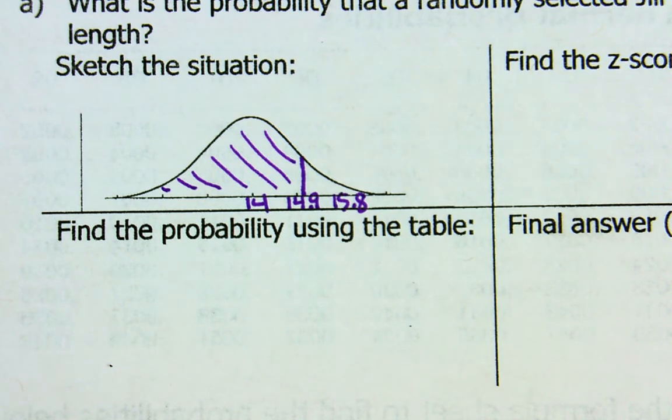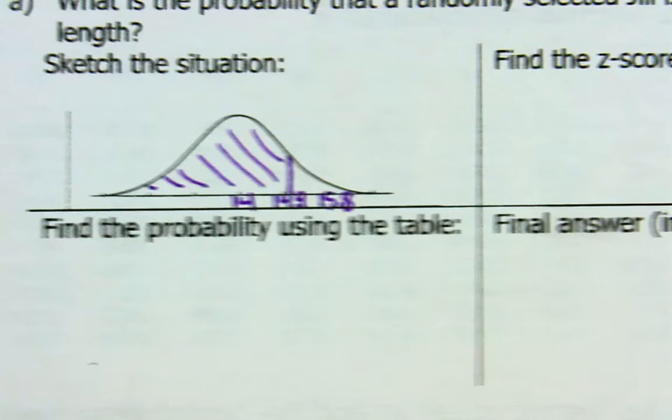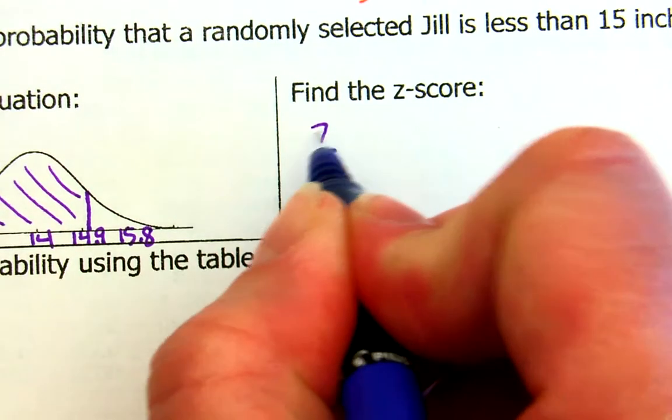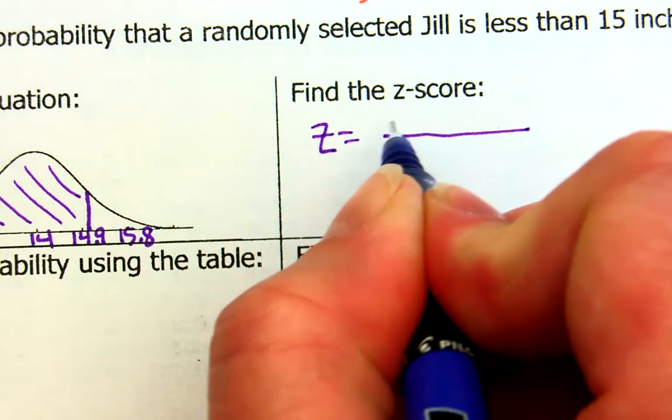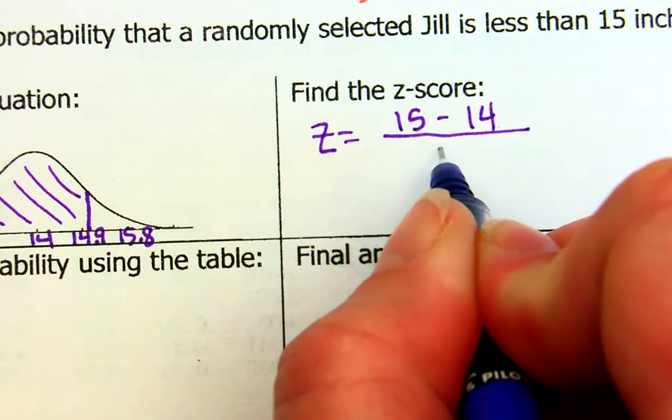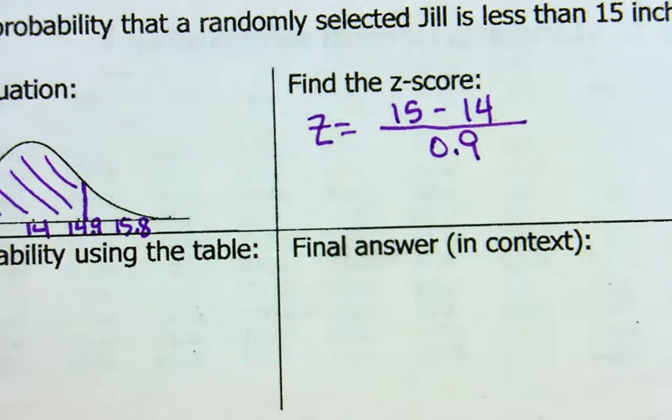Since I said less than, we're going to shade to the left. Okay. So far okay? Alright. Next we want to find a z-score. So z equals the value we're looking at, 15, minus the mean, which was 14, divided by standard deviation, 0.9.